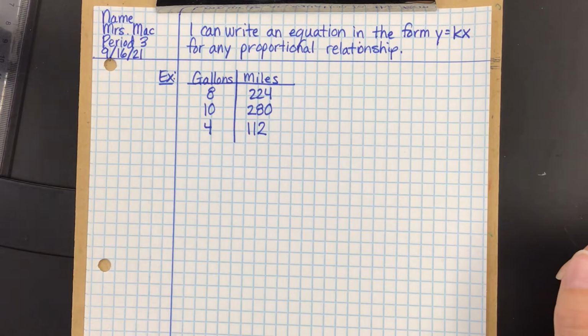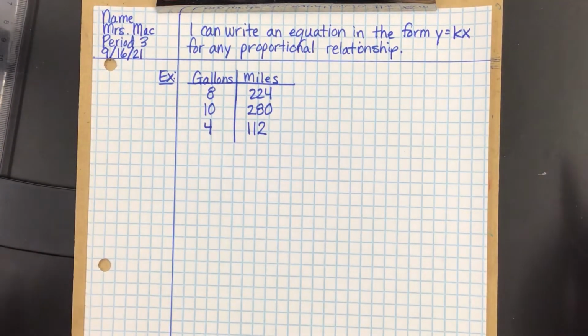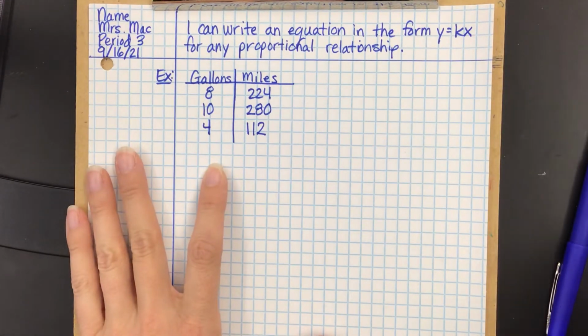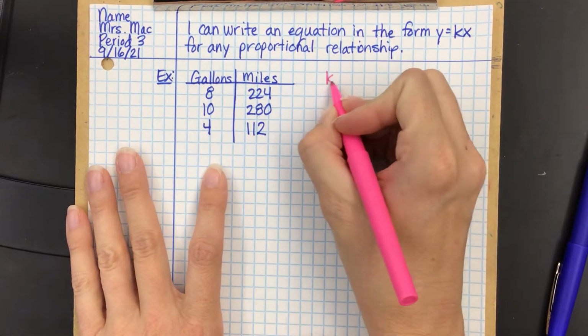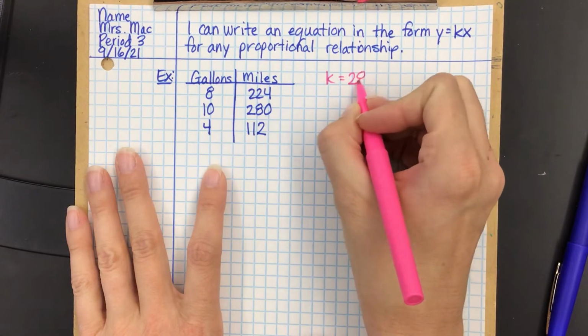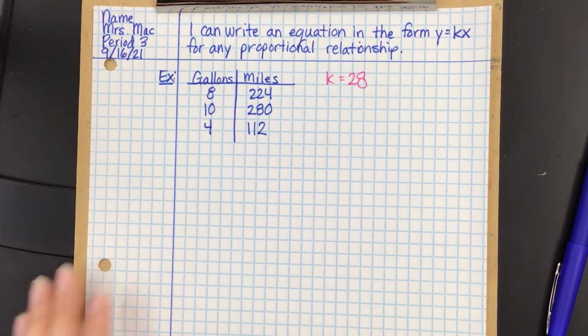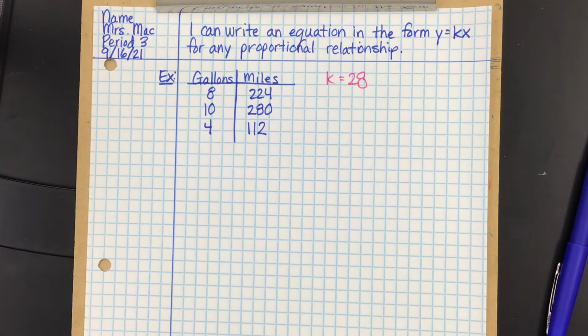Okay, what's the constant of proportionality, Annie? 28. Fabulous. Is that what you were going to say, Jewel and Kal-El? Yeah? Okay. I would agree, yes. So looking at this table, we can decide that the constant of proportionality is 28. Now, what that means is when you go from gallons to miles, you're going to multiply by 28.